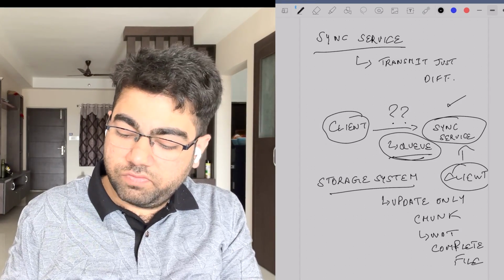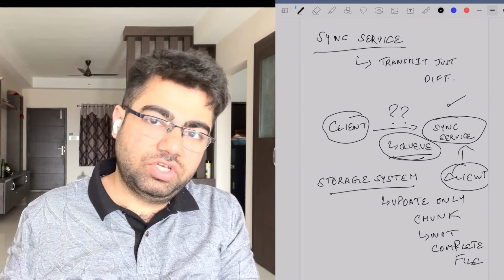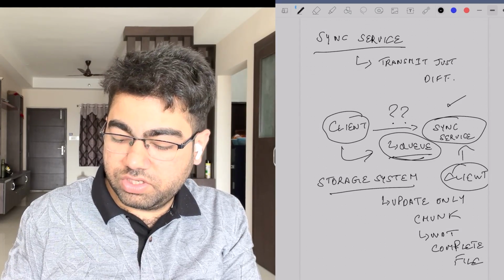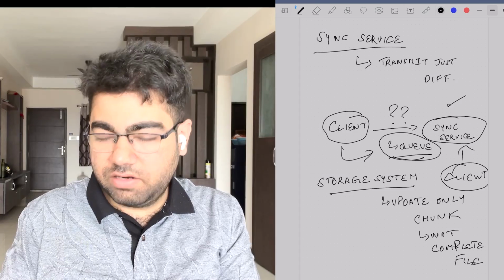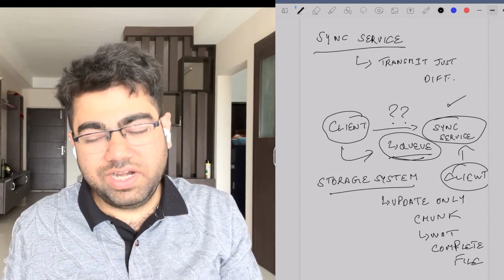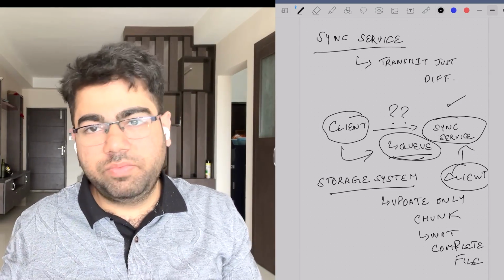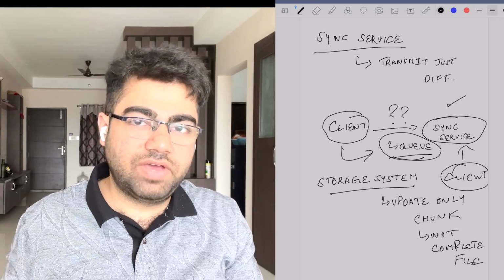So what would this do? Every client which has to update just puts the update information in this queue, and then the synchronization service can poll this queue in the order of events and keep on updating the system for the file changes that happen.